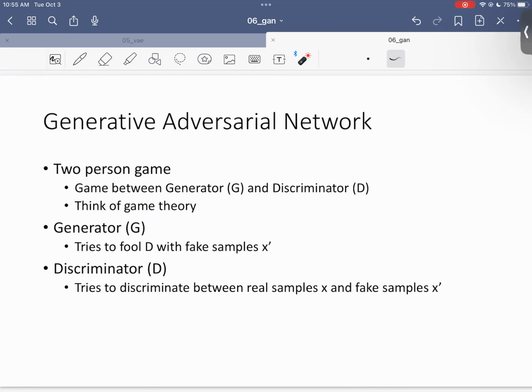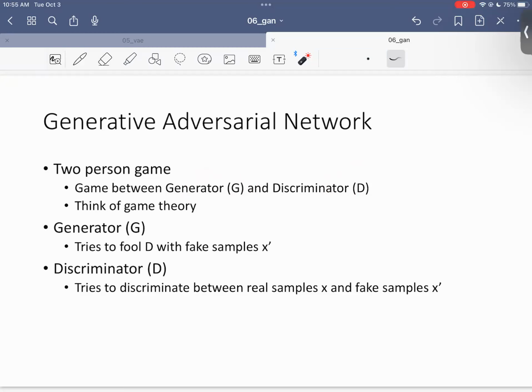So GAN, assuming a lot of people are familiar with GAN, is a two-person game. It's a game between two parties, and one party is called the generator. The other party is called the discriminator. So it's a game between the two. It's a competition, and you can think of this as game theory. You can apply game theory using these two players, and that is why GAN acquired a lot of fame, because it has such a nice theory behind its formulation.